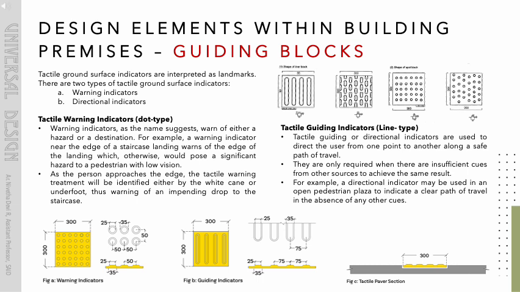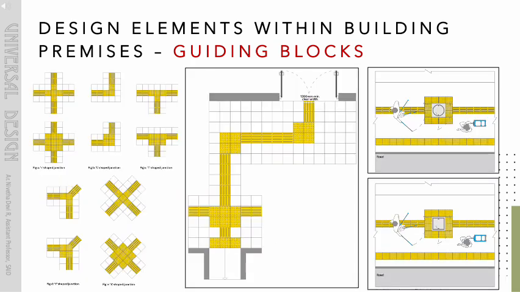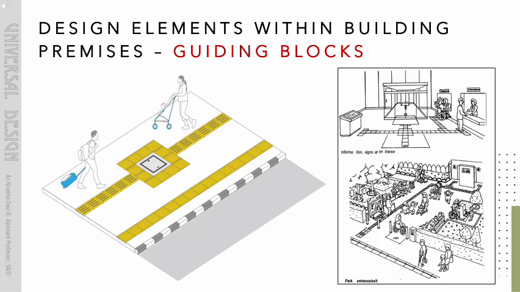Tactile guiding indicators, line type. Tactile guiding or directional indicators are used to direct the user from one point to another along a safe path of travel. They are only required when there are insufficient cues from other sources to achieve the same result. Different guiding block layouts.